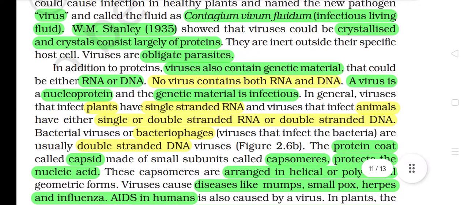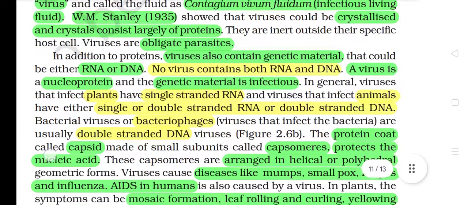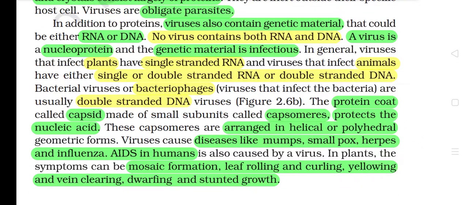Viruses are obligate parasites. In addition to proteins, viruses also contain genetic material that could be either RNA or DNA. No virus contains both RNA and DNA. A virus is a nucleoprotein and the genetic material is infectious. In general, viruses that infect plants have single-stranded RNA and viruses that infect animals have either single or double-stranded RNA or double-stranded DNA. Bacterial viruses or bacteriophages, viruses that infect bacteria, are usually double-stranded DNA viruses.